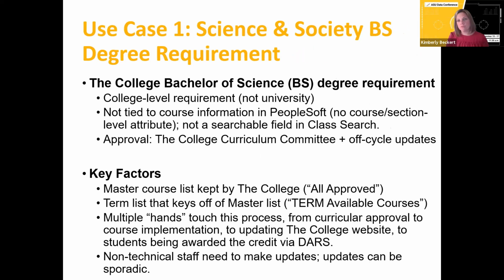All right, so we'll get into our first use case, which has to do with the Science and Society Bachelor of Science degree requirement. So, some context to understand why we even have to do reporting and process management around this. Every student who is pursuing a Bachelor of Science degree in our college, so not at the university, but specifically within our college, is required to complete a set of courses that are designated as Science and Society.